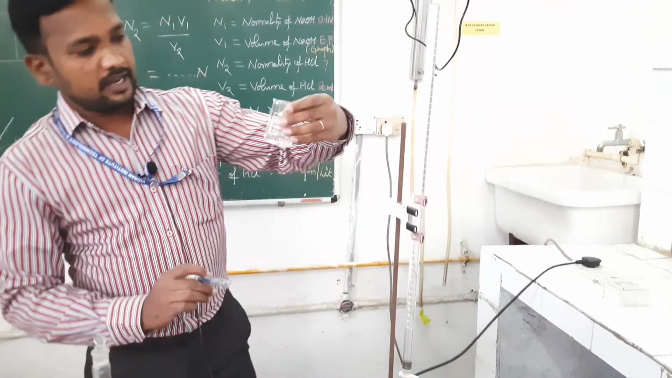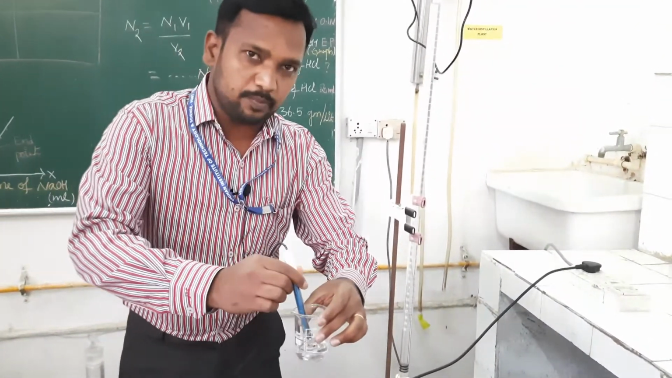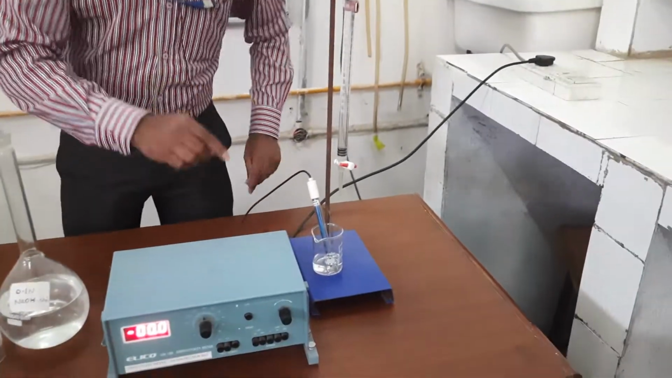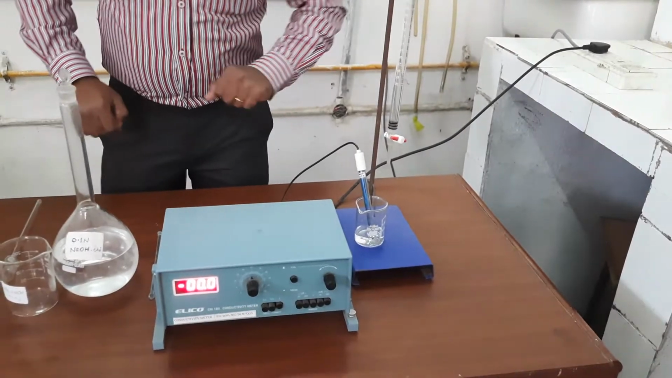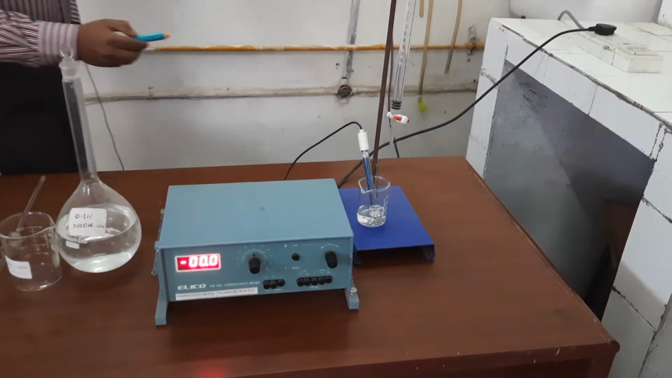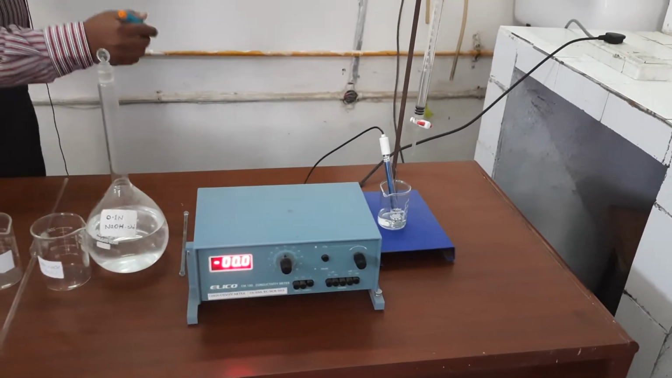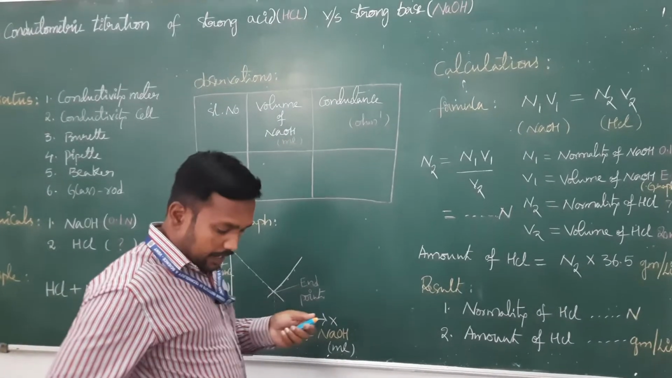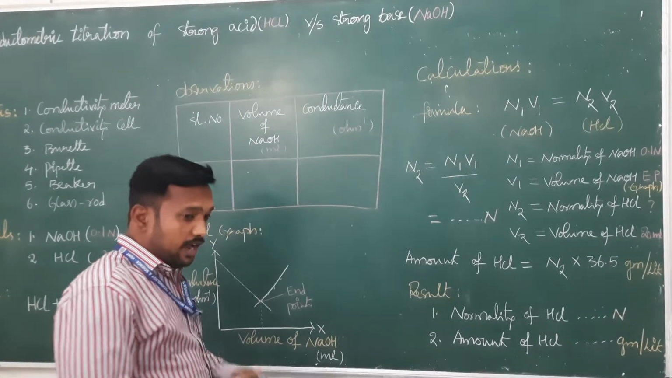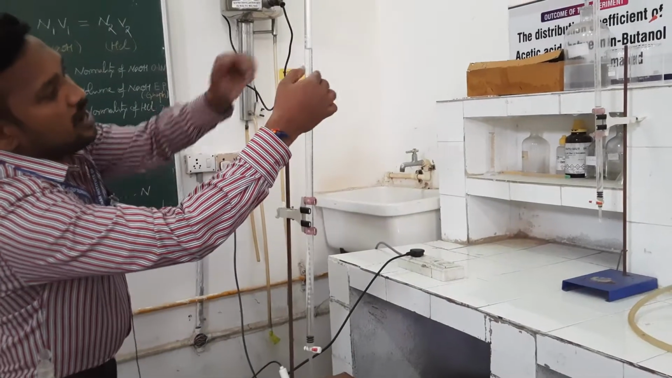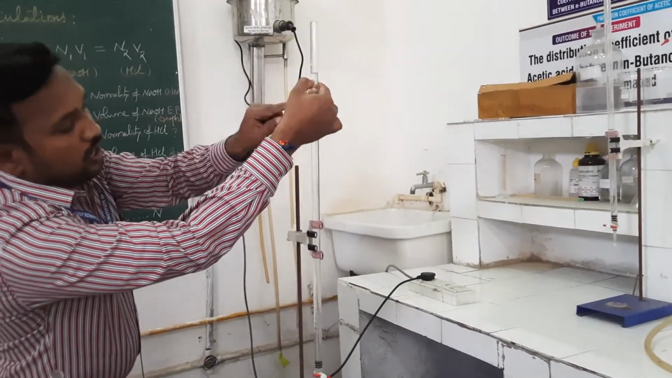After taking HCl, the conductivity cell is dipped into the HCl solution and the initial conductance of the HCl solution is measured. Then you note the initial conductance value in a table, and you add 1 ml of NaOH solution from the burette.